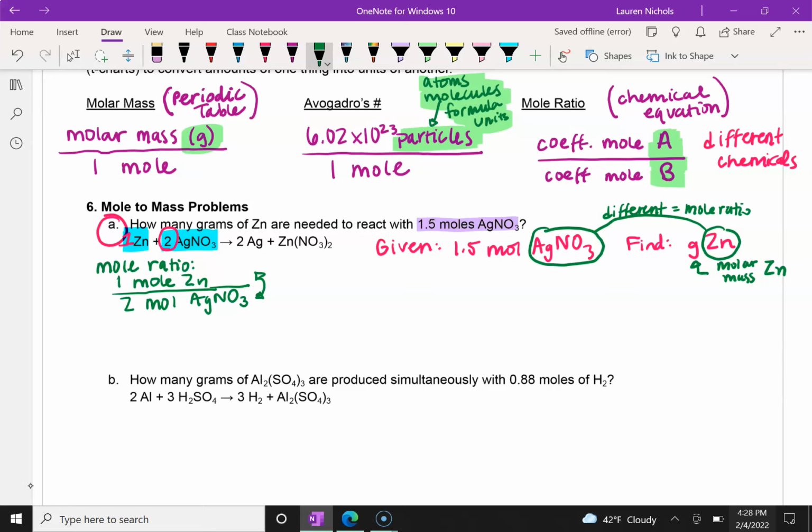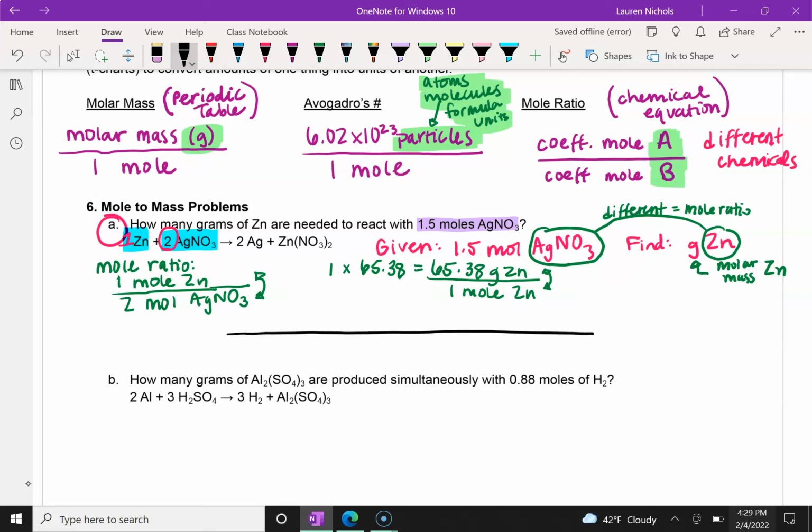Now, we said we also needed the molar mass. The molar mass of zinc is just 1 element, so that would be 1 times our mass of zinc, which is 65.38. So that gives us 65.38 grams of zinc over 1 mole of zinc, because our molar mass is always over 1 mole, or we can flip it. Okay. Now that we have figured that out, we can set up our chart.